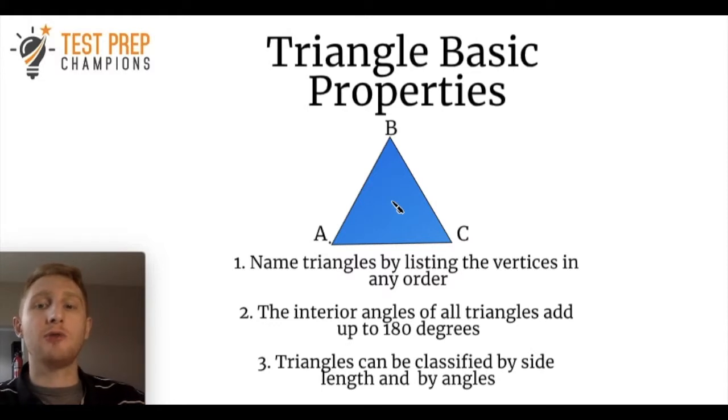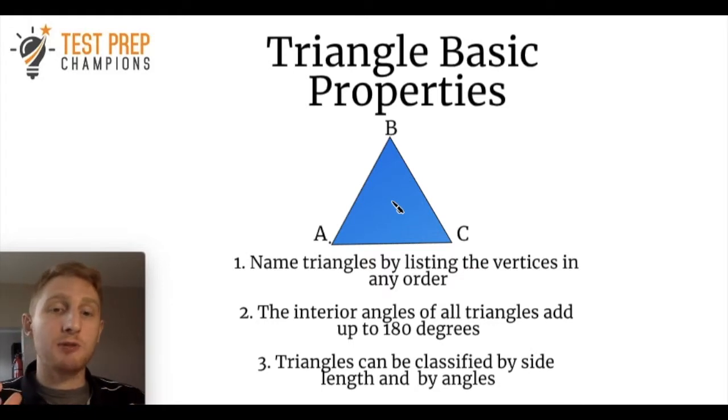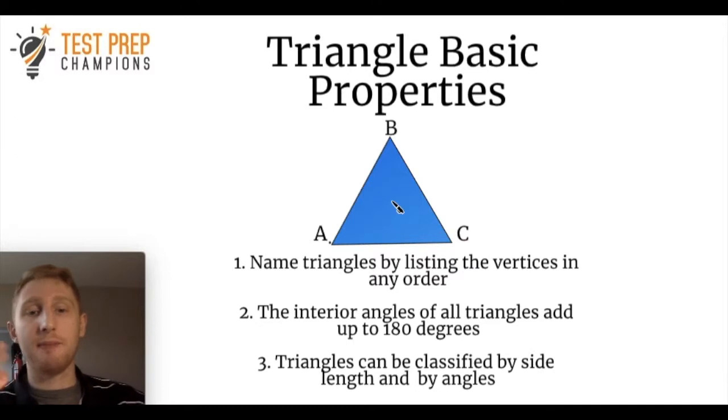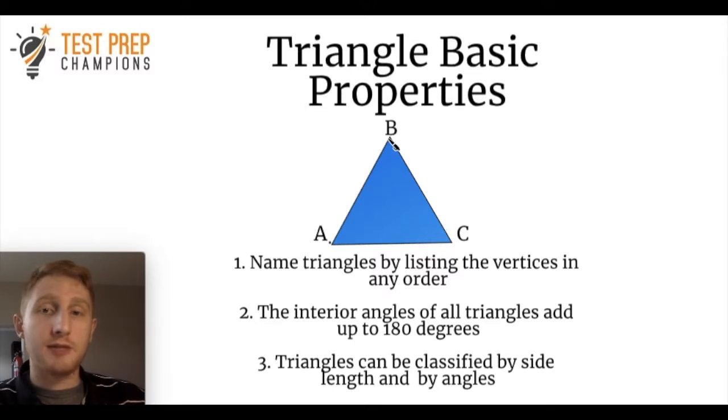You name triangles simply by listing the vertices in any order. Now, if you're like most people watching this video, you're probably wondering, what in the world is a vertices? So I'm going to tell you. A vertex, simply put, in this case, is a point where two lines meet. We see this line here, and we see this line right here, and both of the lines meet at this point here. So that's all a vertex is.